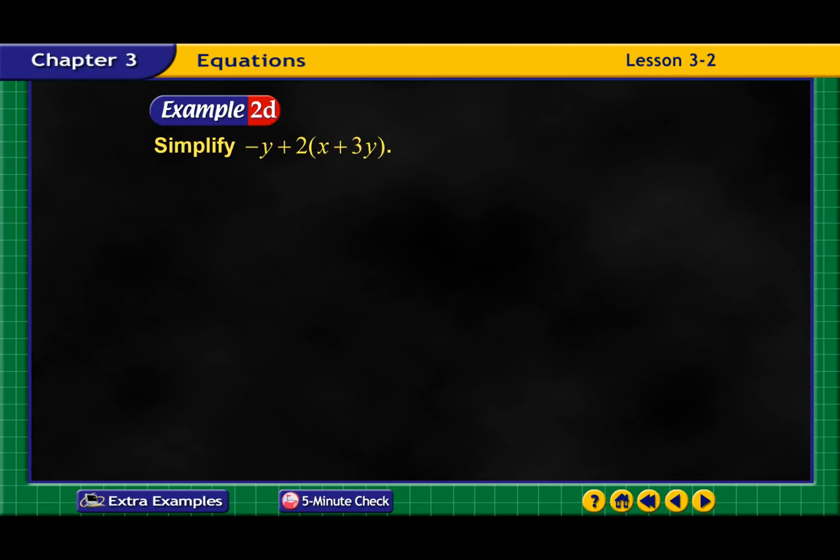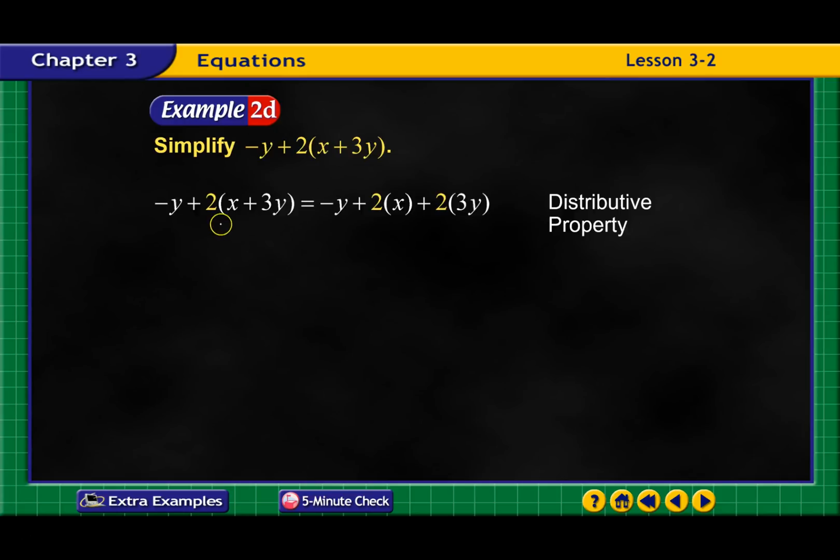All right, example 2, letter D. Negative y plus 2, and then x plus 3y. Going to get a little more complicated here, but we're just adding another step to what you guys have already been doing. All right, so first they want to distribute. So they multiplied these across. Then we're going to evaluate those down. So it's 2x and 6y.